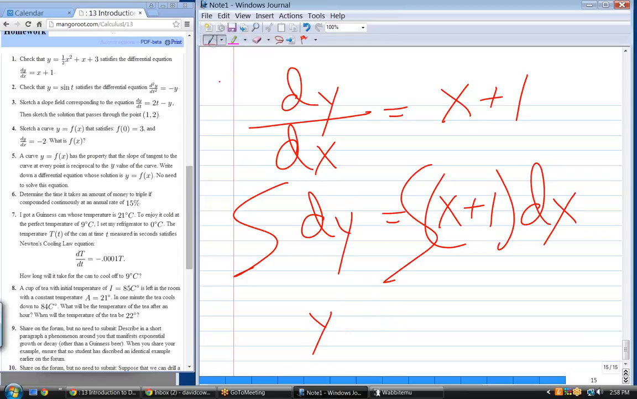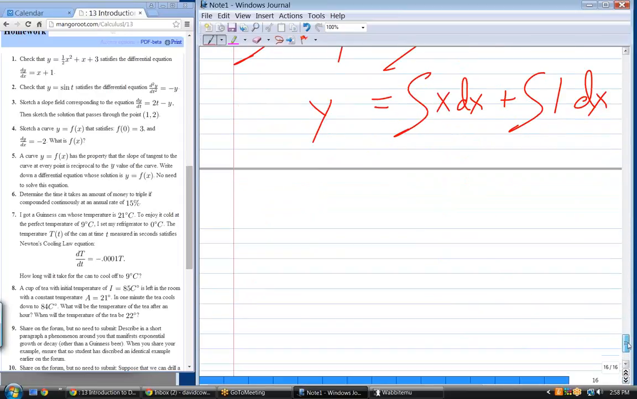Now, on the other side of the equation, the integral of x plus 1 dx is the same as the integral of x dx plus the integral of 1 dx. In other words, just like differentiation, the integral of the sum is the same as the sum of the integrals. Okay, you with me? Well, what's the integral of x? Add 1 and divide by the new exponent.